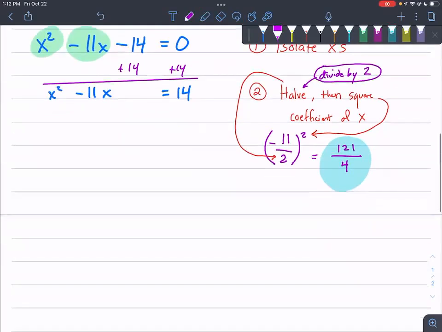And then what we would do if we were completing the process is we take this thing, we'd add it on the left there, and we'd add it to the 14 also. So we'd be adding it on the left and the right side of the equals. But for now, this is just the answer.